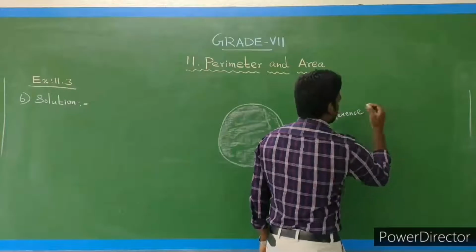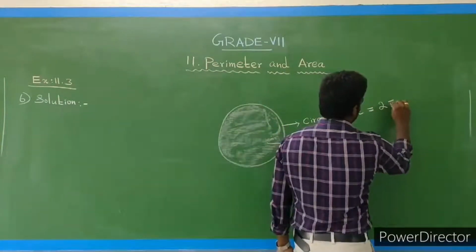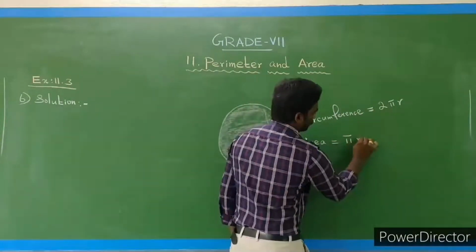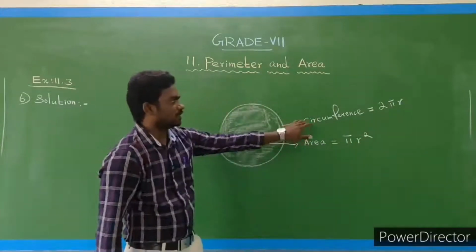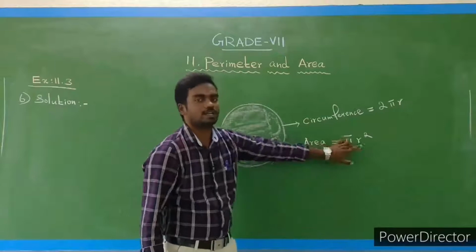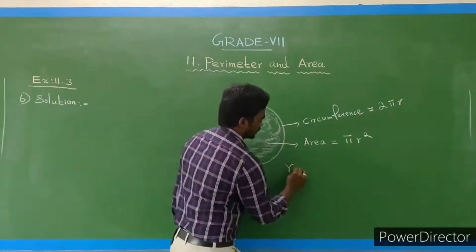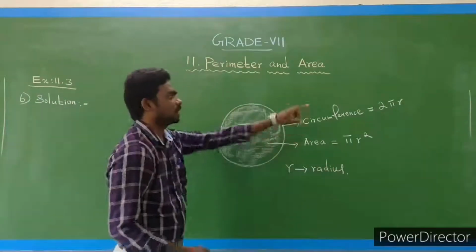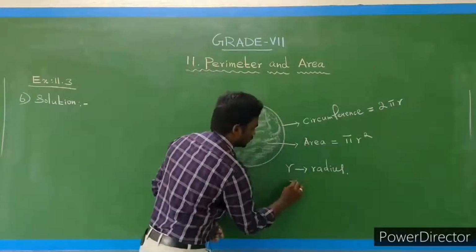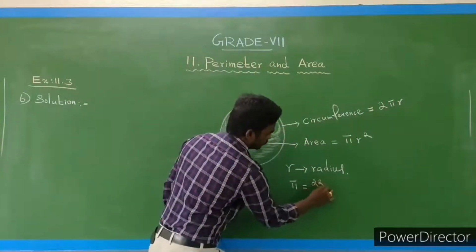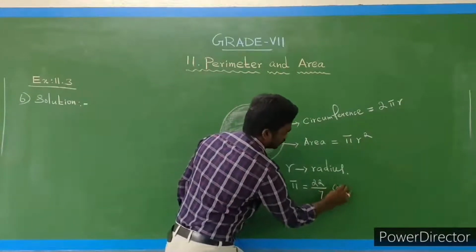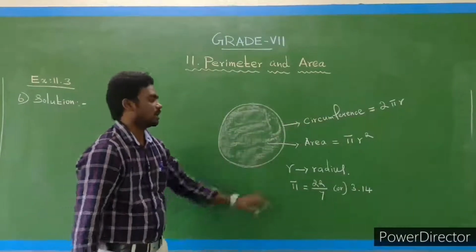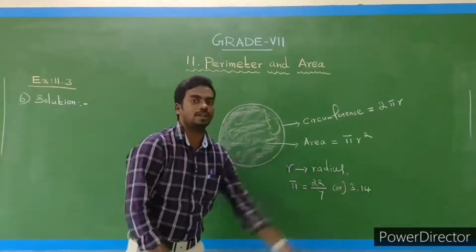How to find the circumference? We know the formula for circumference of a circle, yes, that is 2 pi r. And what is the area of the circle? Area of the circle is pi r square. Here r is the radius of the circle, and the value of pi is 22 by 7 or 3.14.